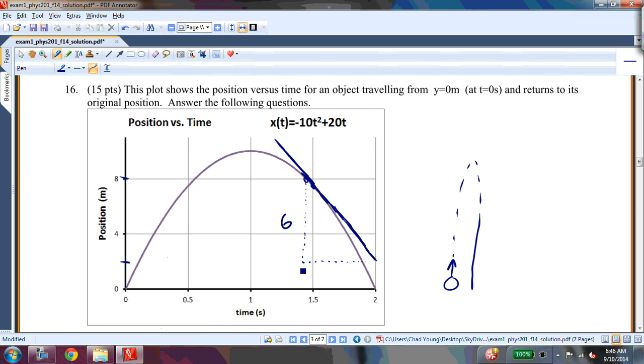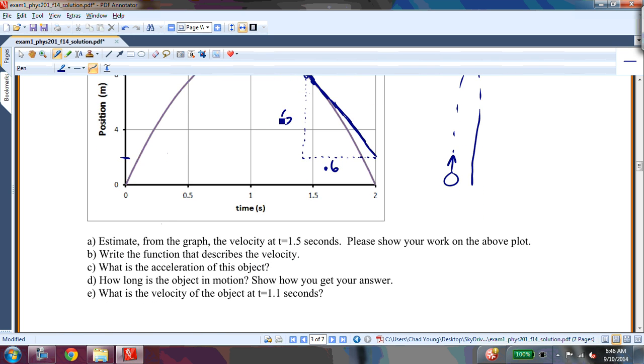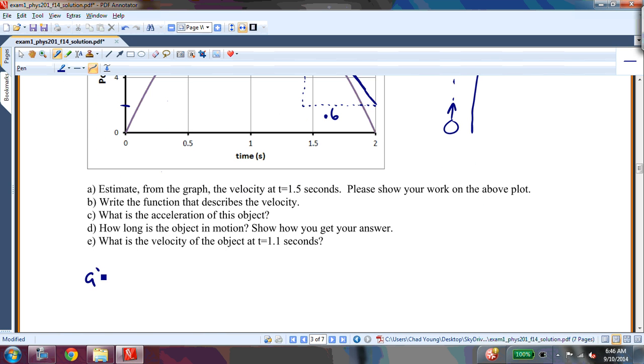And then I have a run going from, what's this, about 1.4 to 2. So I have a run of about 0.6. And actually my rise is negative 6. So for A, my slope, which gives me the velocity, is equal to rise over run. That's negative 6 over 0.6, and that's equal to negative 10 meters per second.